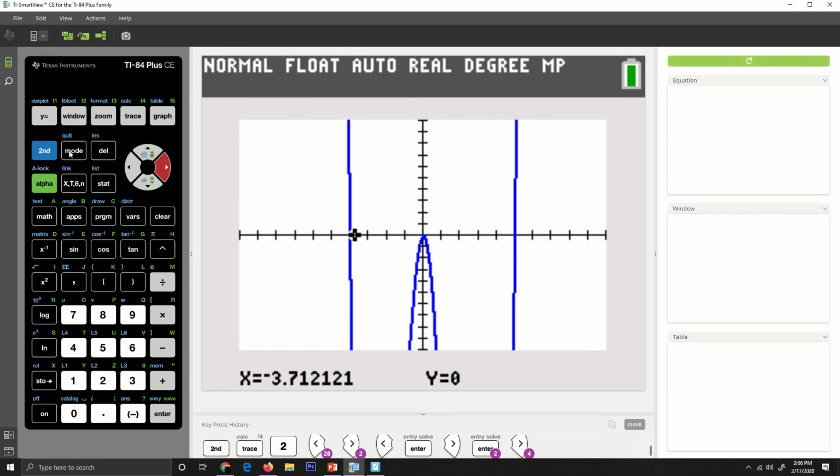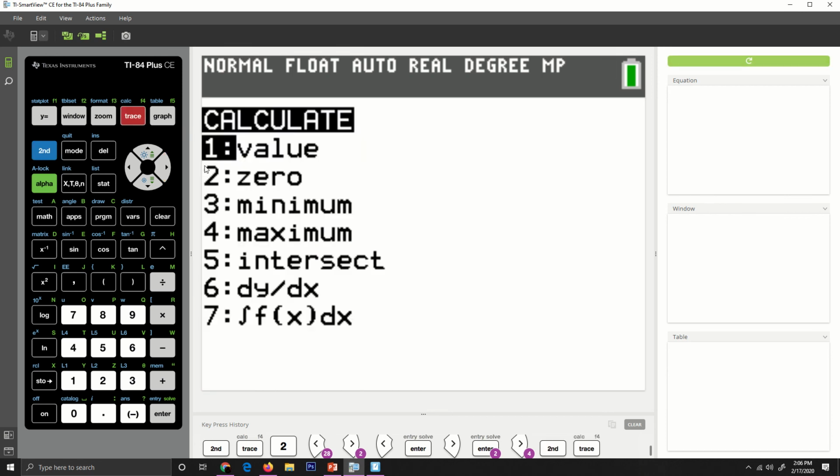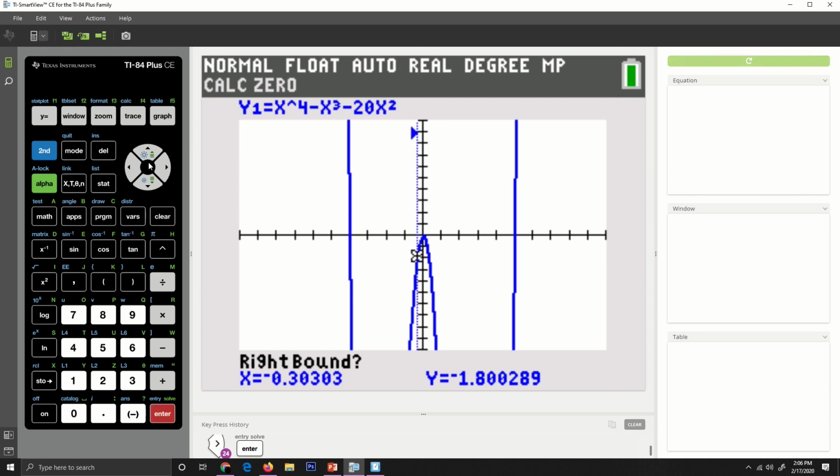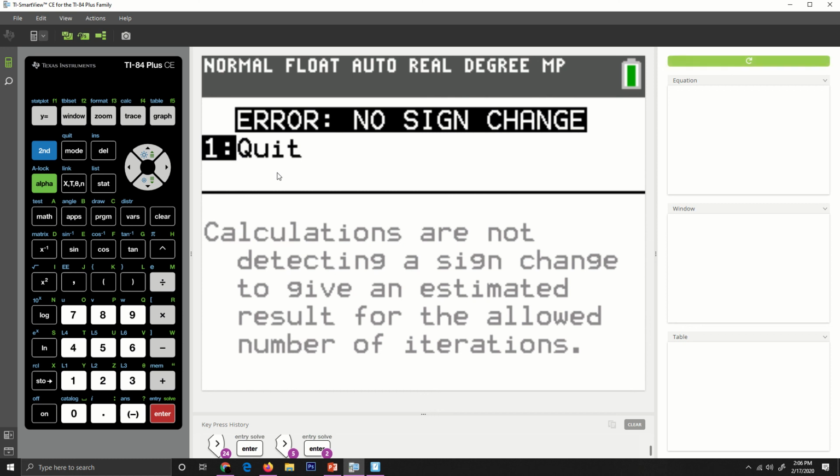And sometimes you get an issue when you have a 0 that just touches, because the calculator is looking for where it crosses, and when it just touches, sometimes it gives you some problems. So let's see if we get an error here. And I hit error. There's no sign change, so it doesn't actually cross the x-axis, and that's what it's looking for. So that one we're not going to be able to find with the graphing calculator, but we already know what it is, so we're okay. So we're just going to quit here.